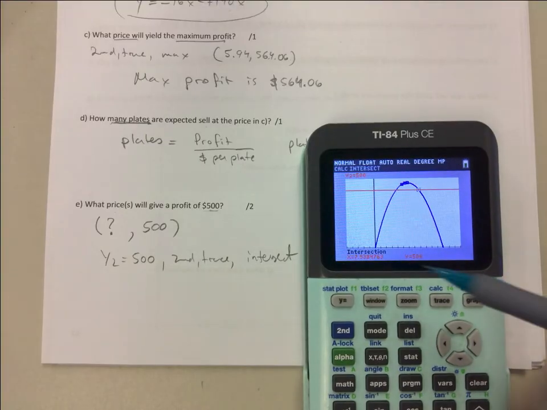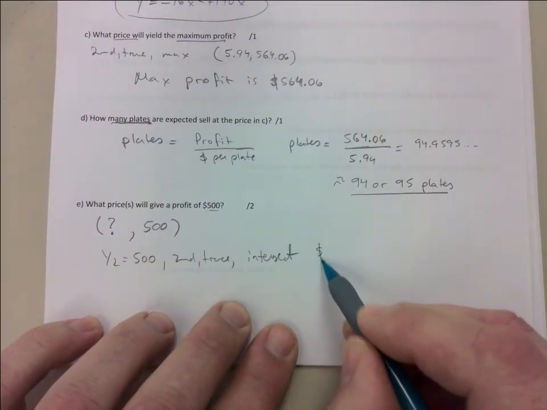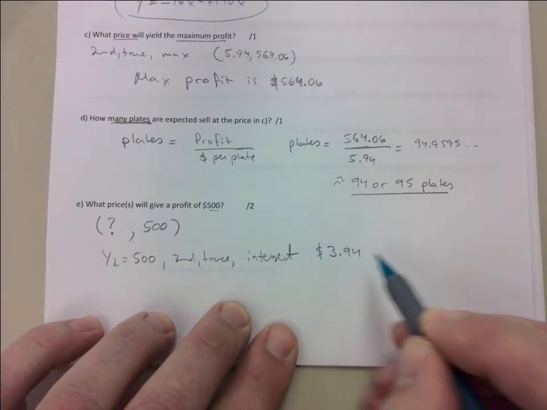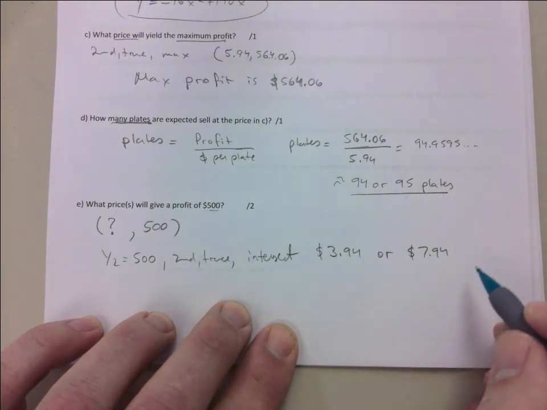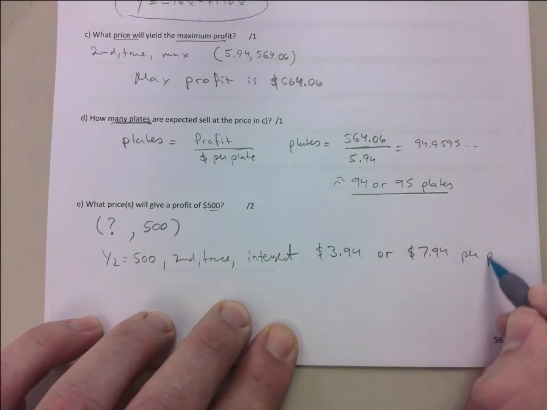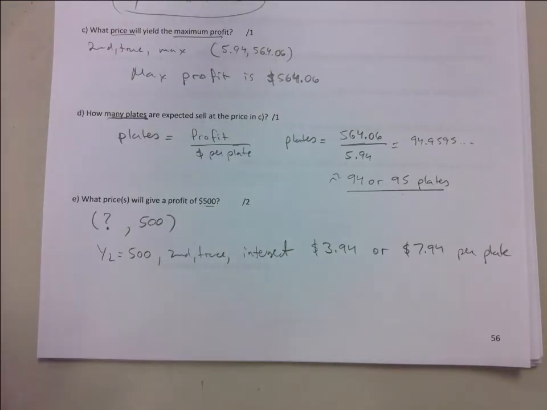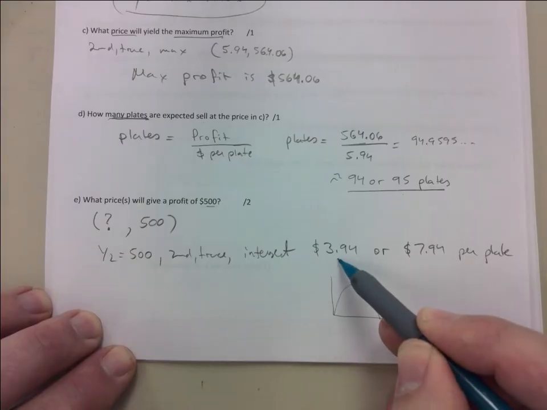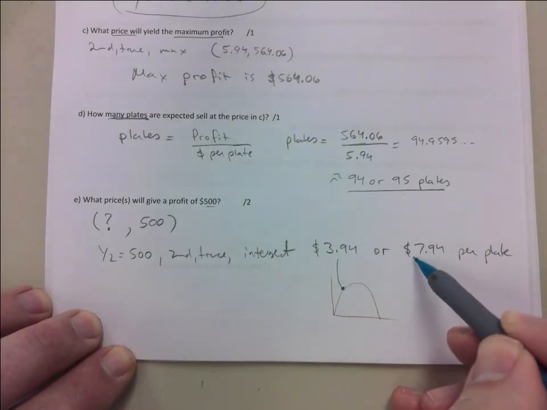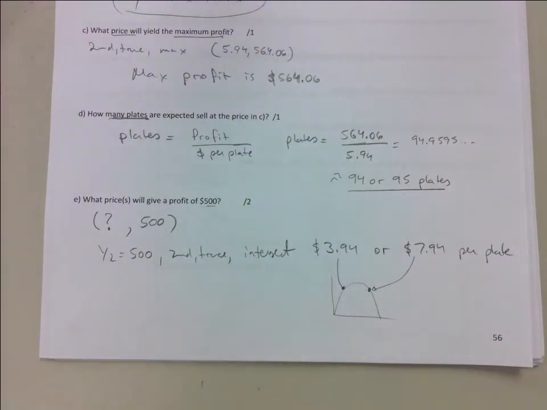Or $7.94. $3.94 or $7.94 per plate. So you've got two options there. If you want a diagram, right? $3.94 would be right about there. $7.94 would be right about there. Okay.